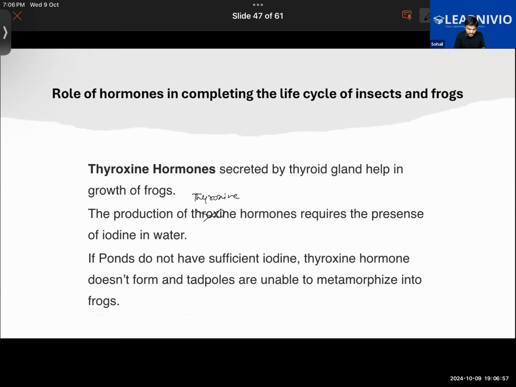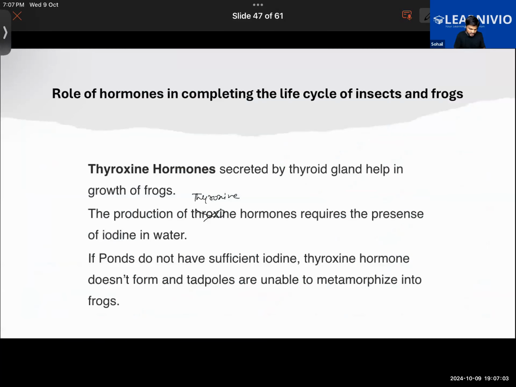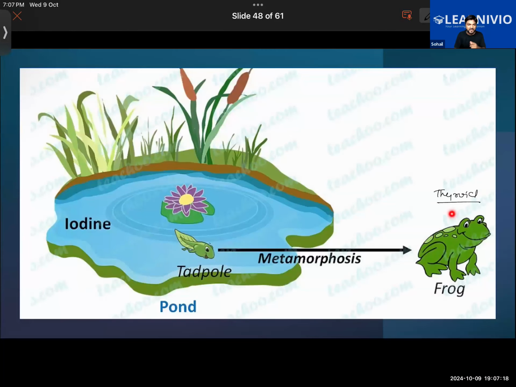So if a proper amount of iodine is not present, a proper amount of thyroxine will not be secreted. If the ponds do not have sufficient iodine, thyroxine hormone does not form, and the tadpoles will be unable to metamorphose into frogs. In frogs, the thyroid gland releases thyroxine, which controls the process of metamorphosis. And thyroxine is produced only with the help of iodine, which in this case is present in the water.